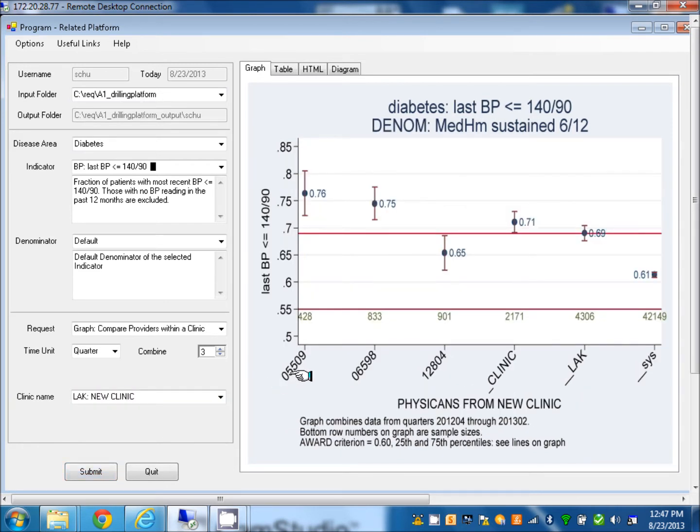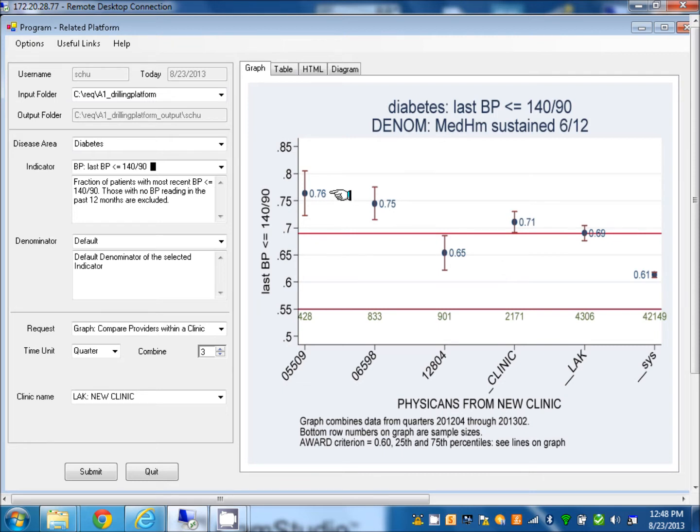The physician numbers are graphed along the x-axis. The numbers have been assigned randomly for de-identification purposes. 3 physicians treated patients in this clinic for these quarters. Physician number 05509 treated 428 patients in the new clinic from the 4th quarter of 2012 through the 2nd quarter of 2013.